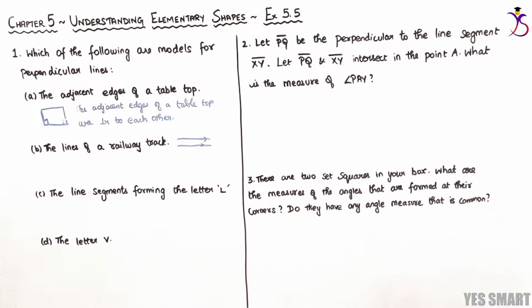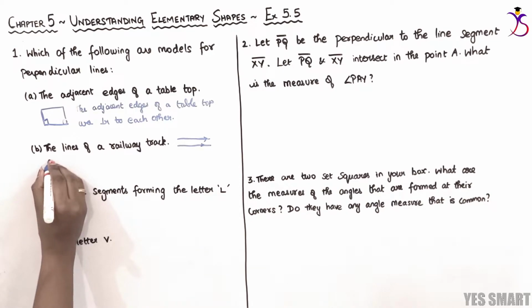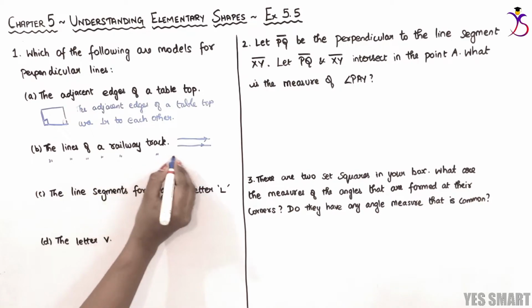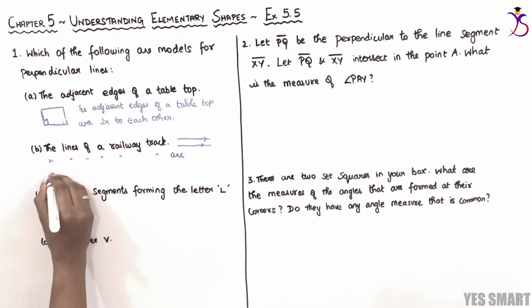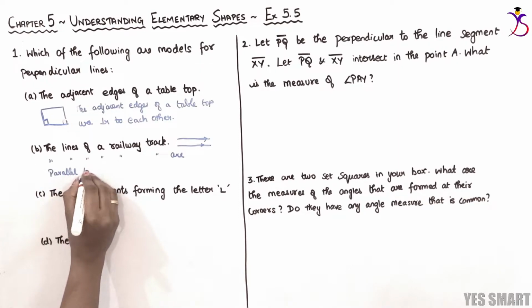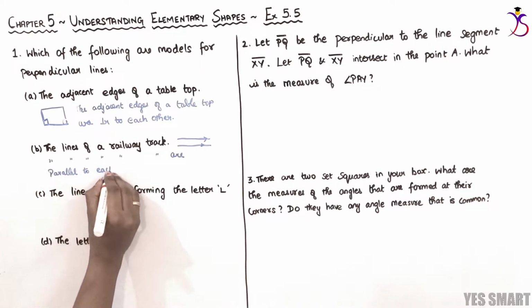They are not perpendicular to each other because perpendicular lines intersect at 90 degrees. Here the railway track never meets. The lines which never meet each other are called parallel lines. Therefore, the lines of a railway track are parallel to each other. Hence, they don't represent perpendicular lines.